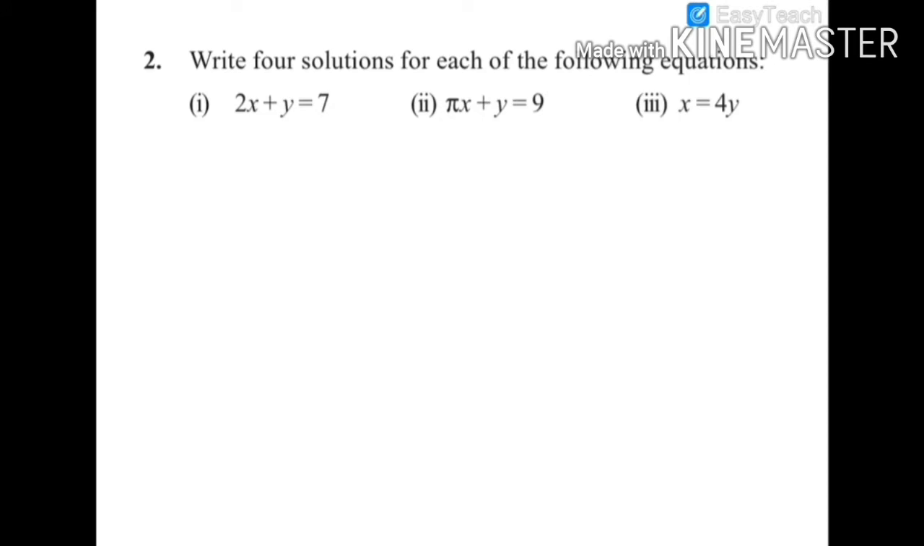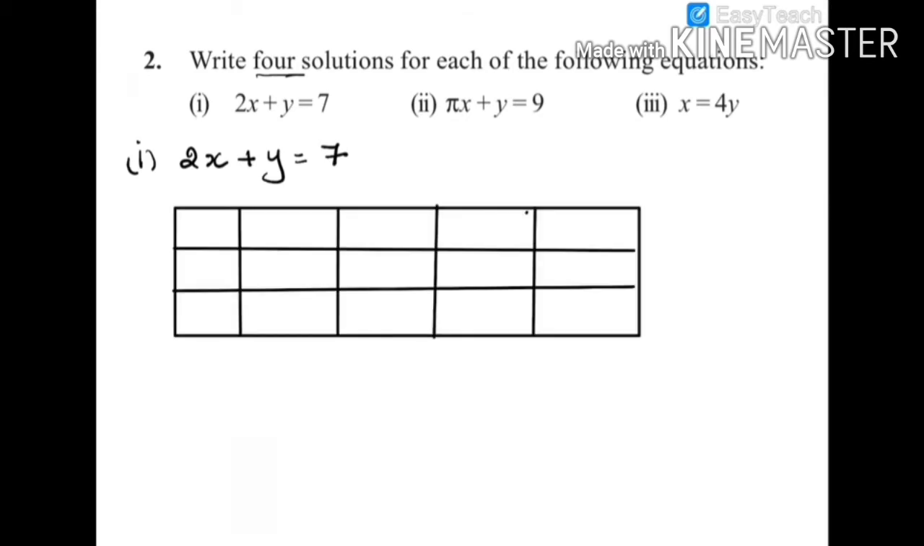Question number 2. Write 4 solutions for each of the following equations. The first equation is 2x plus y equal to 7. For each equation we have to find 4 solutions. So let's draw a table to write down these solutions neatly. This is the row for x values, this is for y, and here we are going to write the ordered pair that is a solution of this equation. So we are going to choose values of x and find corresponding values of y.